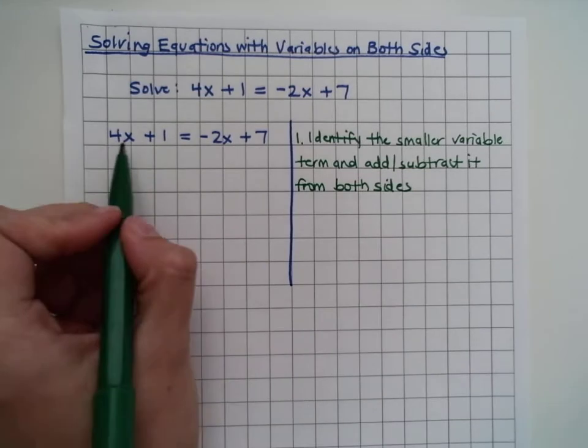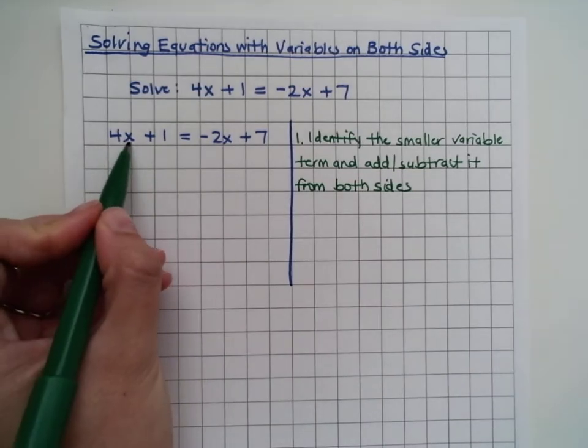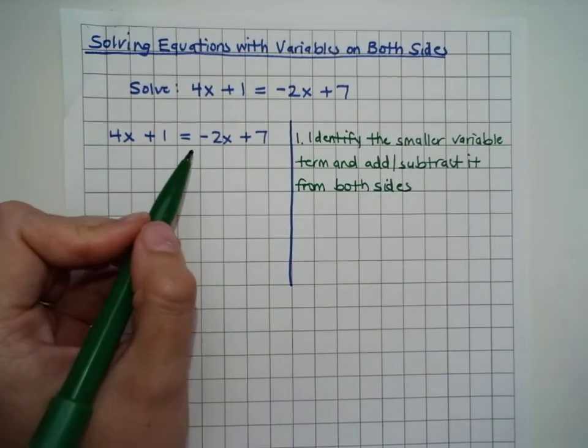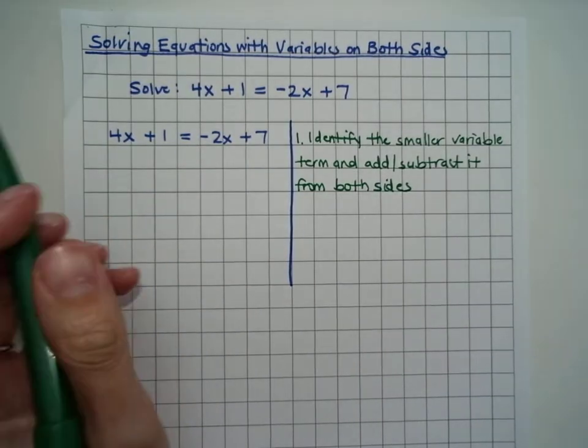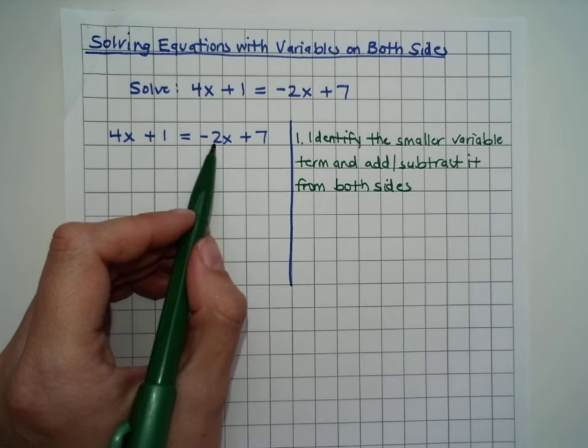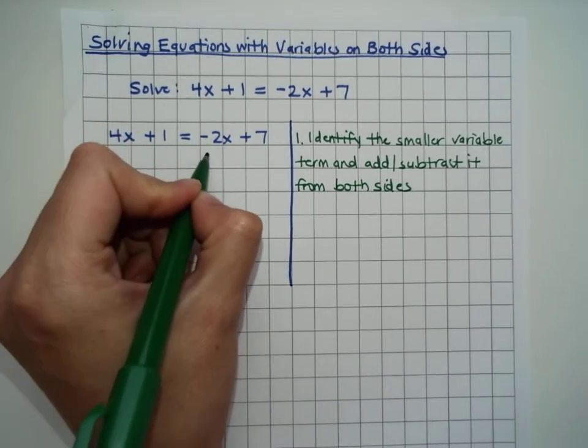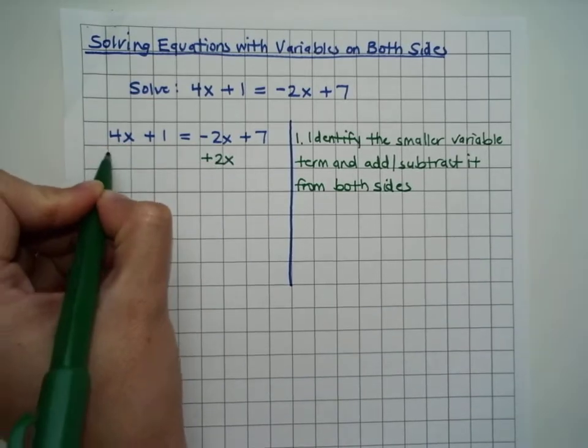So in this case, we're looking at the variable term. So the ones with the variable, which is 4x and negative 2x. So which one's smaller? The negative is, of course, smaller. So since it's a negative 2x, we would add 2x to both sides.